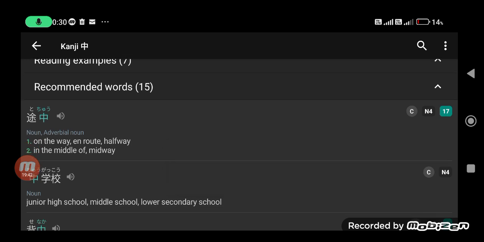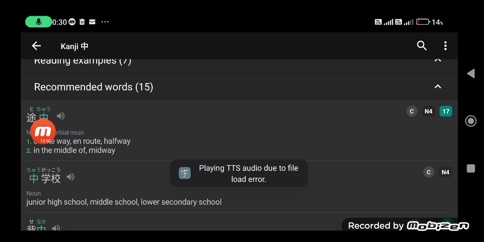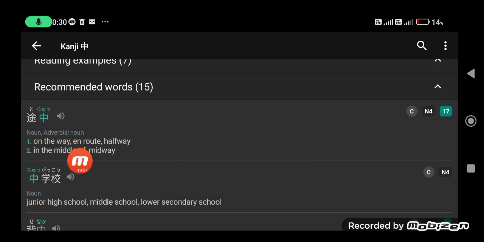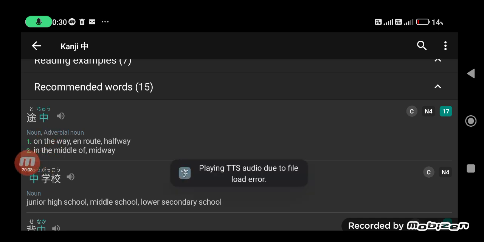And then this is also very important vocabulary, tochu, 途中, meaning while on the way, while a certain person is en route or halfway or on the way, while walking, let's say while walking on a certain person's way. Tochu, 途中, in the middle of, midway.